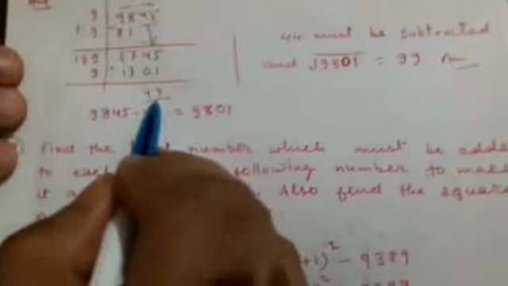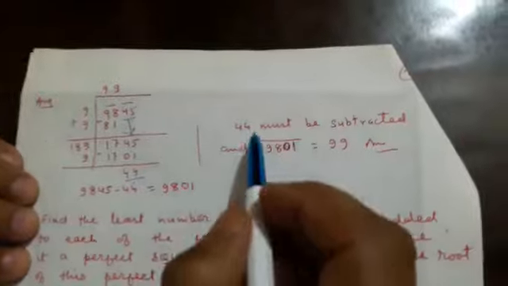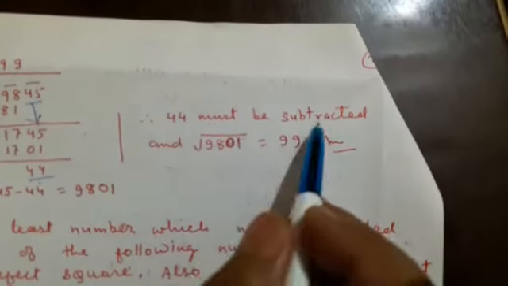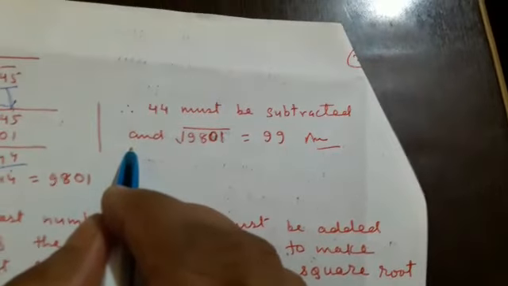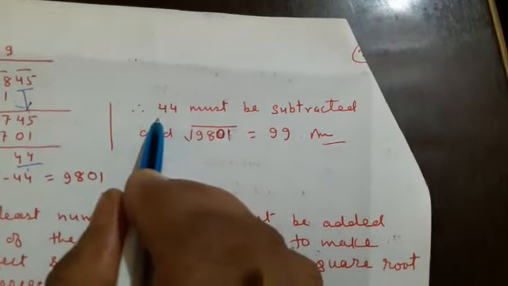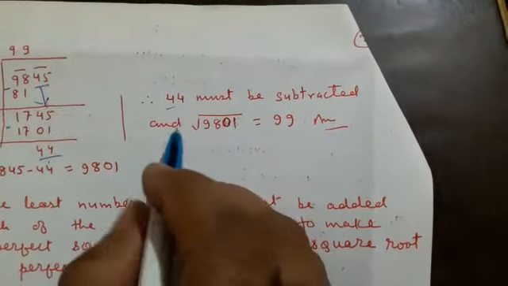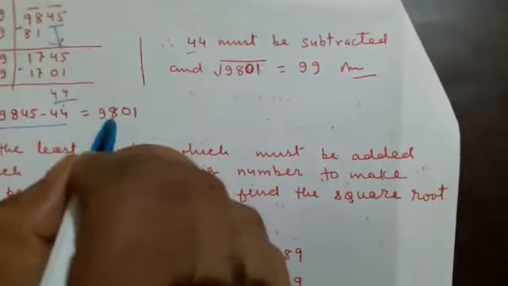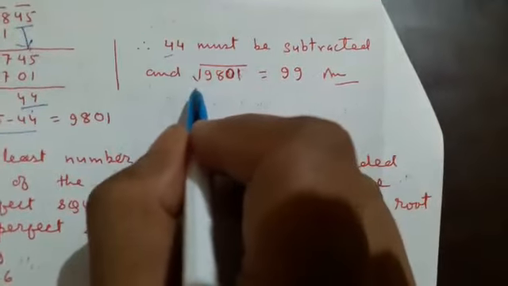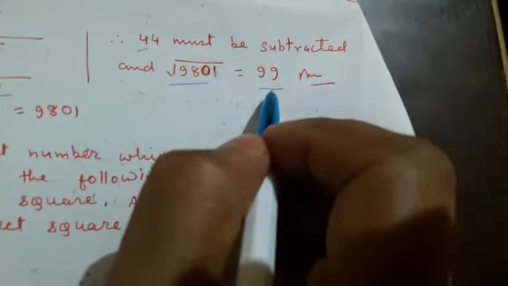44 is the remainder. This remainder should be subtracted directly from the given number. So here we will write that 44 must be subtracted. In the question it is written, what is the least number which can be subtracted. So 44 is the least number which we subtract to get a perfect square. And what is the perfect square number? After subtracting, we get 9801. The square root of 9801 is 99. Therefore, the answer is 44 and 99.